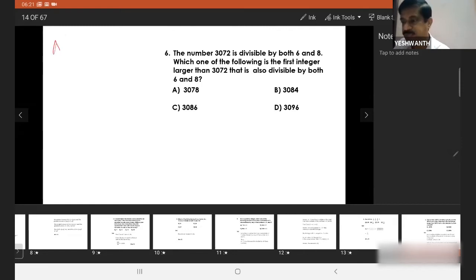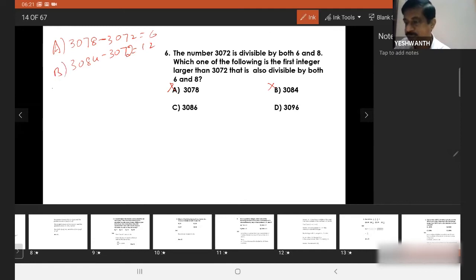First, let us take option A. 3078 minus 3072 is 6. So is 6 divisible by both 6 and 8? We should check. So no. So option A is wrong. We are eliminating options. Next, 3084 minus 3072, so this is 12. This is not divisible by 8. So even this is ruled out.